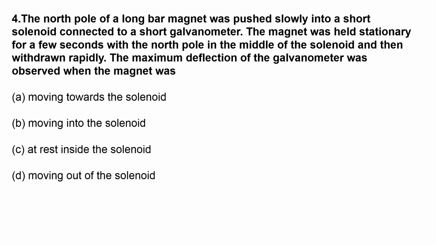Current or EMF is induced only when there is a change in magnetic flux. Whenever there is no movement, no current is produced. So at rest inside the solenoid, no current is produced, meaning no deflection is produced in the galvanometer. So only if there is a motion of the magnet does deflection show in the galvanometer. So the remaining options are A, B and D.